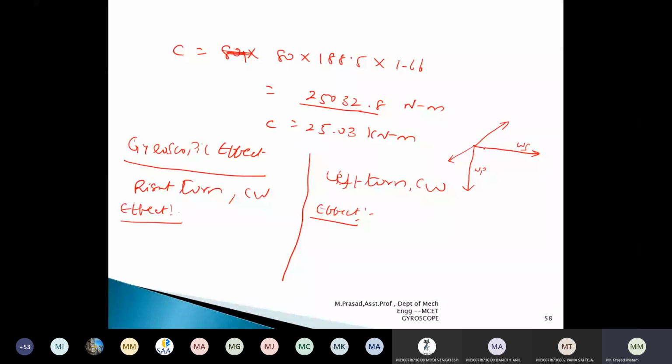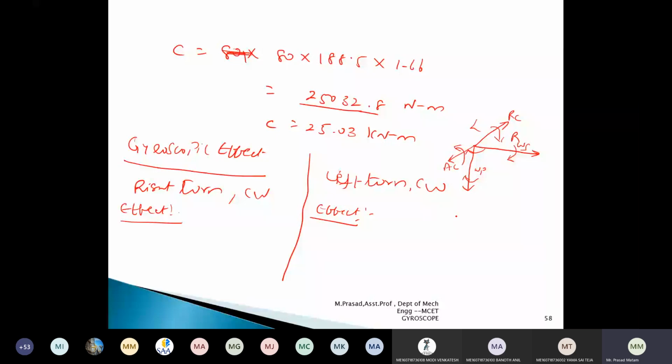So rotate the spin vector by 90 degrees. This gives your active couple. This gives your reactive couple. So this is the clockwise motion. If it is moving downwards, this is the clockwise motion. If this is moving upwards, this is the clockwise motion. If this is the left hand side and right hand side, how is the reactive couple moving from left side to the right side?